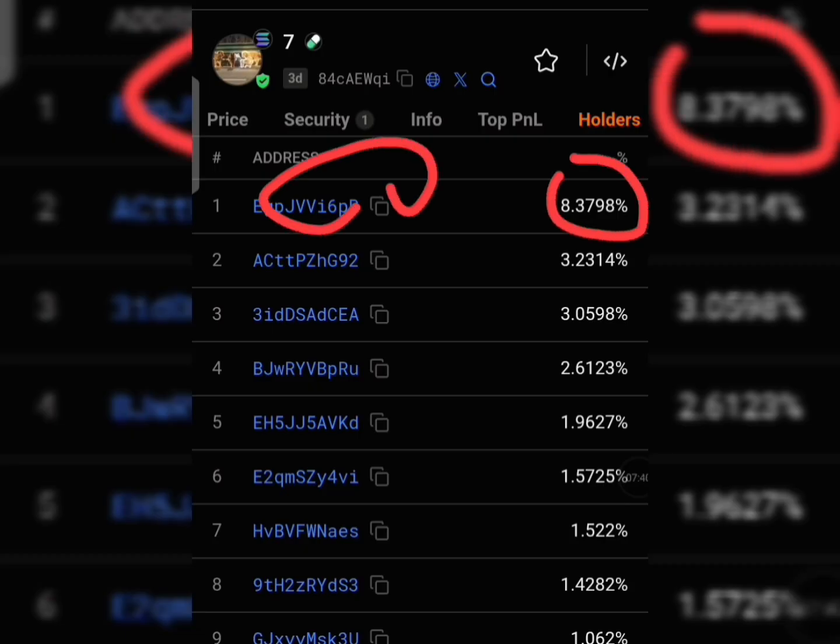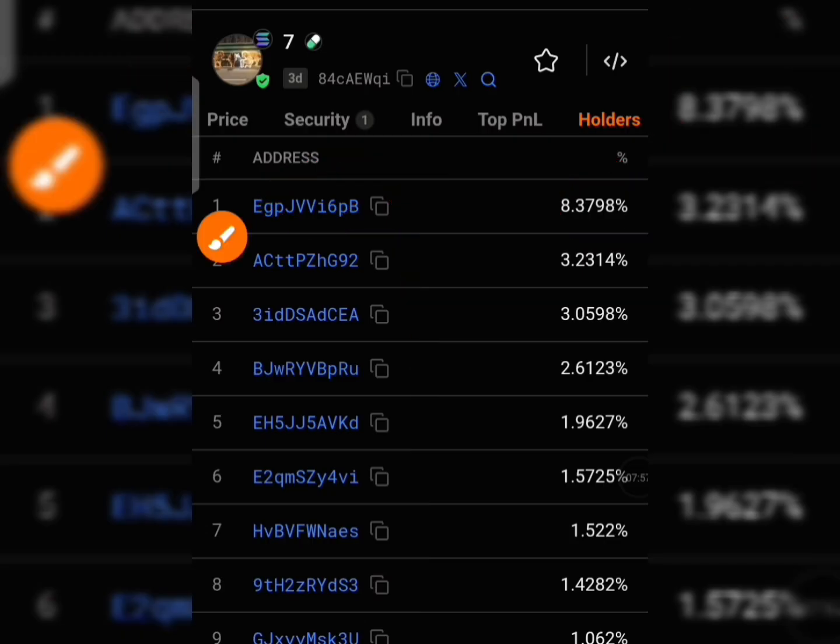Make sure that all these addresses from number 1 to the end are not similar. Also make sure that these percentages are not the same. As you can see, the number 1 person here is holding 8%. This 8% is not a person that is holding. This one is the liquidity pool. This 8% is the liquidity pool. I'm going to show you where to check and confirm this 8% is the liquidity pool.